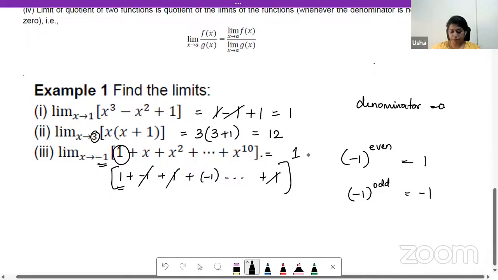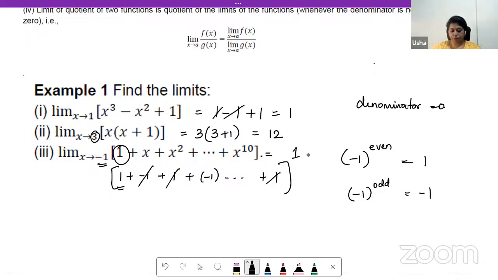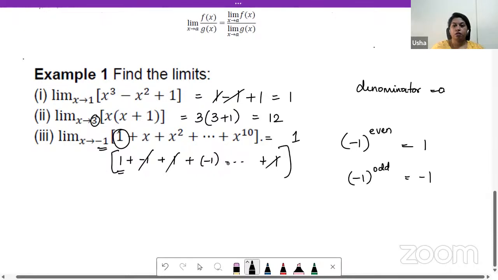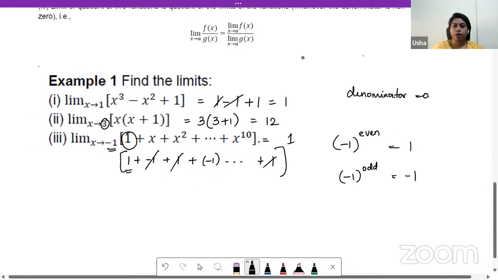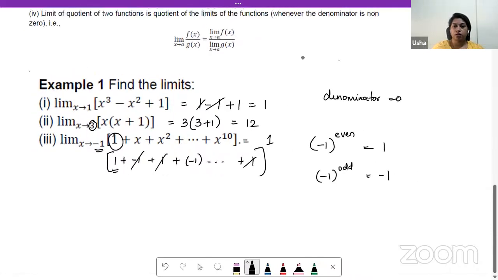Understood, everybody? This is about very simple limit problems where we do not have a denominator at all. Okay, next we'll take another set of problems where there is a denominator as well.